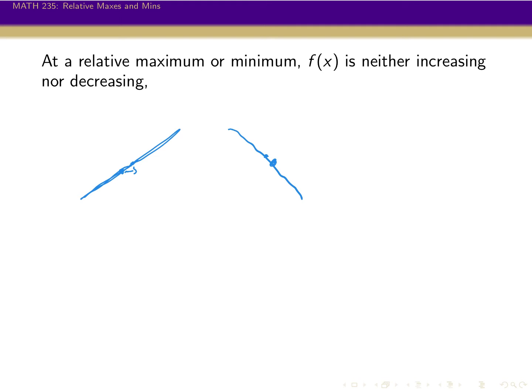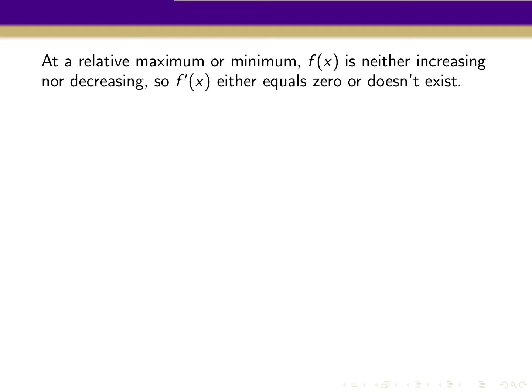Same thing is kind of true for a minimum. If it was a minimum and the function was increasing there, then if you moved a little bit to the left, you'd be lower. If it was decreasing there, you could move a little bit to the right and be lower, and that would mean that it wasn't a relative minimum. And so if it's neither increasing nor decreasing, that means that either the derivative there has to equal 0 or it doesn't exist. The derivative can't be positive or negative because then it would be increasing or decreasing.